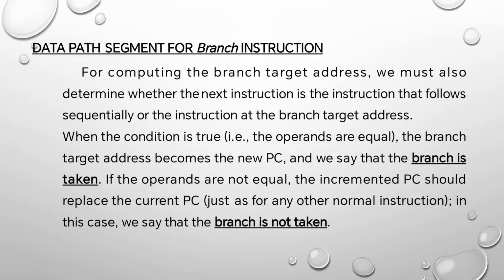Datapath segment for branch instruction. For computing the branch target address, we must also determine whether the next instruction is the instruction that follows sequentially or the instruction at the branch target address. When the condition is true, the branch target address becomes the new PC, and we say that the branch is taken. If the operands are not equal, the incremented PC should replace the current PC. In this case, we say that the branch is not taken.